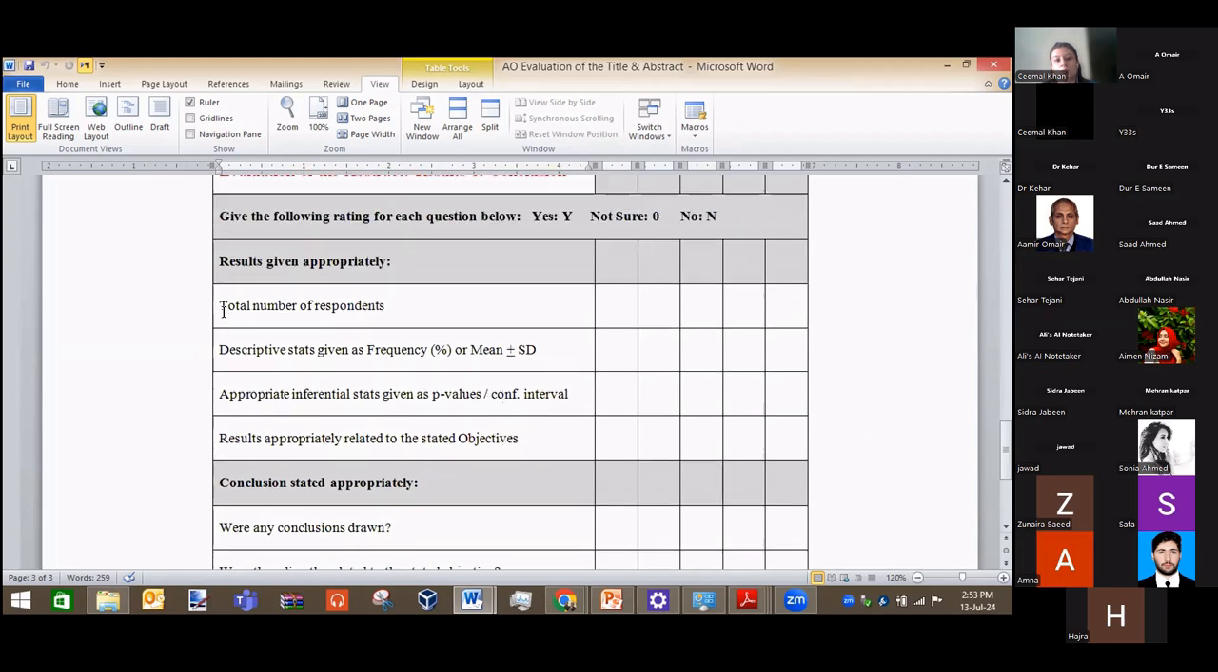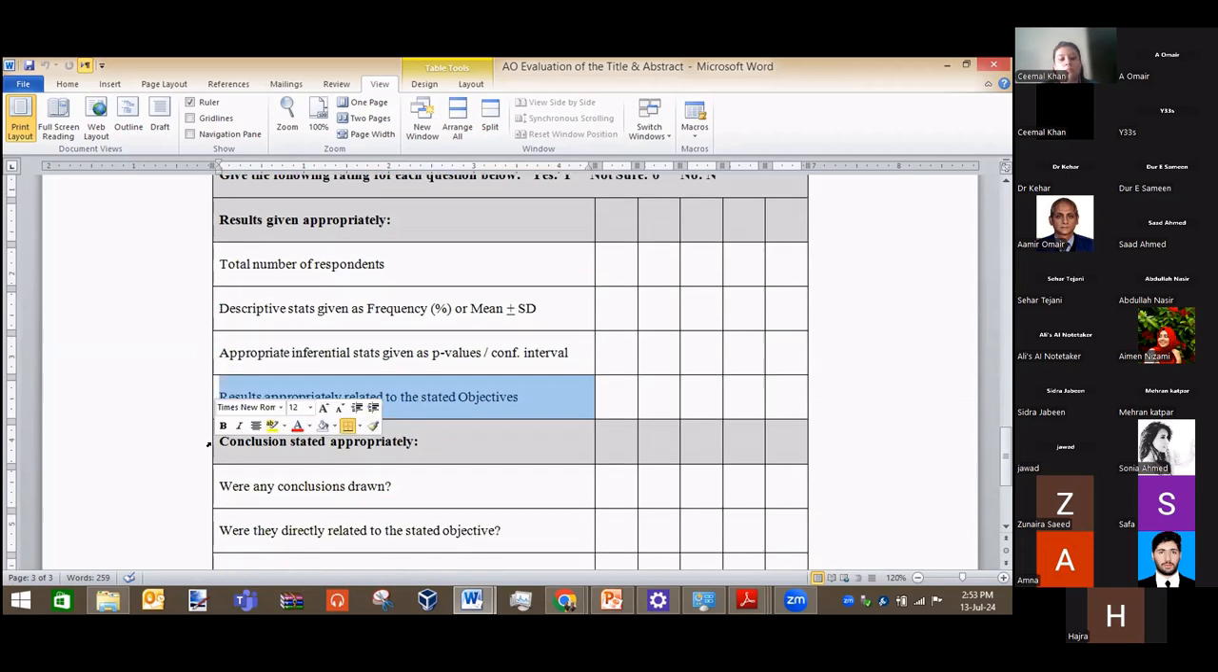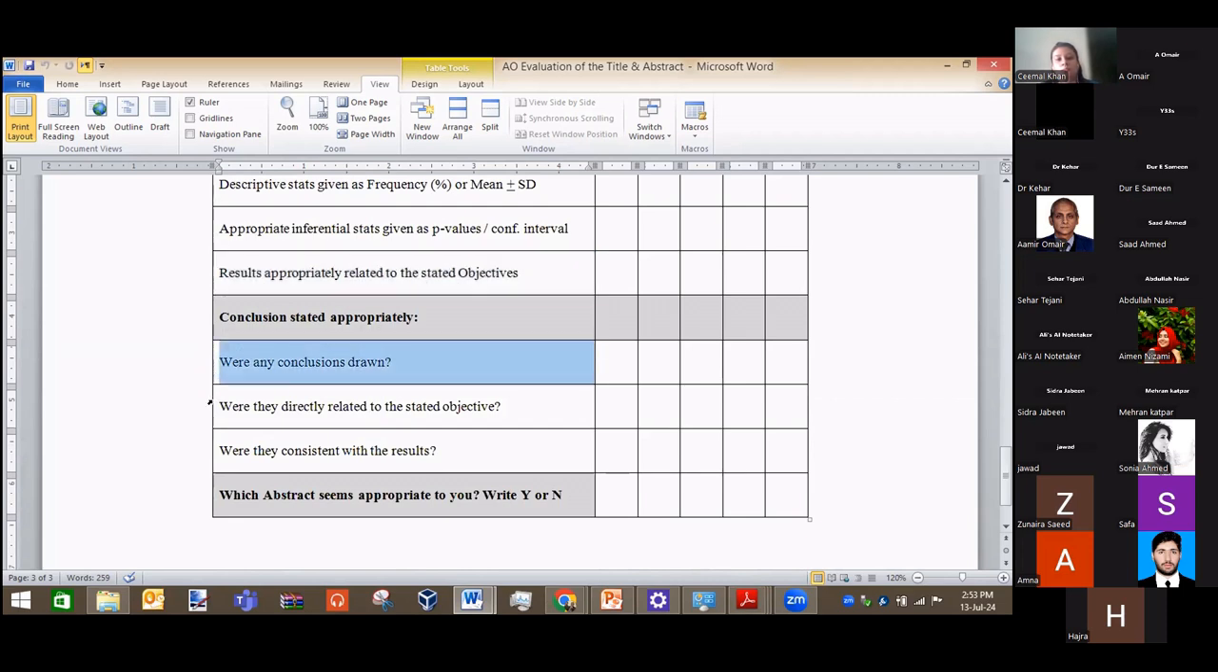Results, total number, descriptive statistics, inferential statistics, results. This is in the abstract part. And the conclusion, right? Are they concerned? These are just based on it. And which abstract seems appropriate to you. Okay.